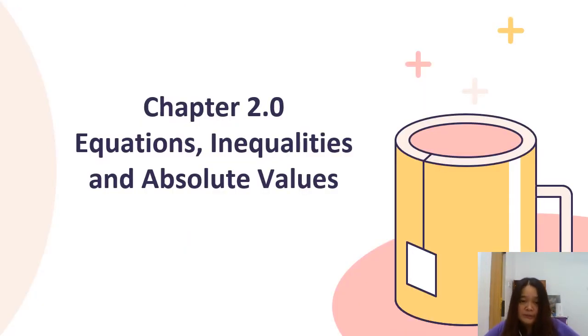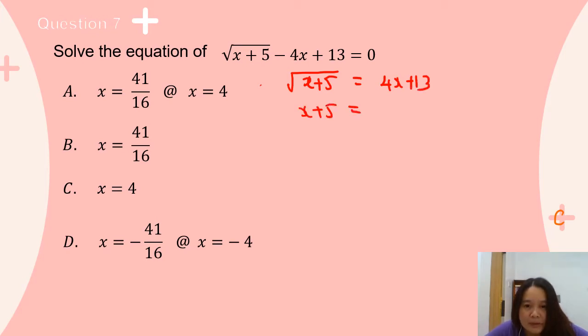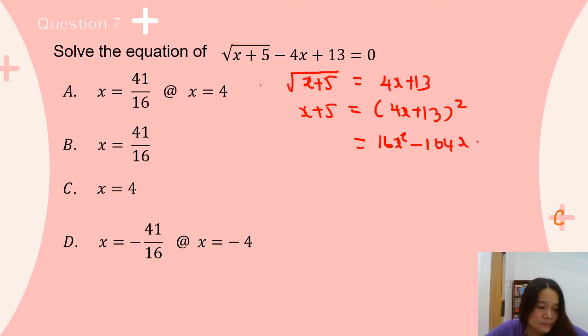Okay, now we proceed to chapter 2, equations, inequalities, and absolute value. Okay, so question number 7 is the surd equation. So first of all, we arrange the equation in this form, and you square both sides, so you will get the x plus 5 equivalent to the square of the 4x plus 13, and you expand to get a quadratic. So you form a new quadratic equation.